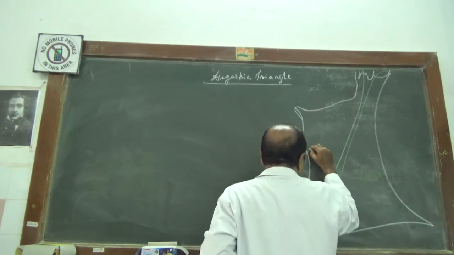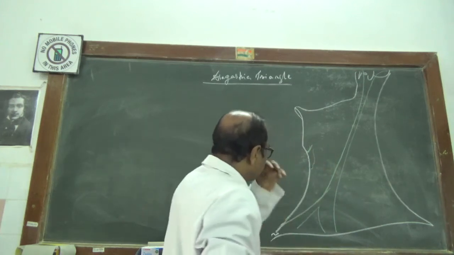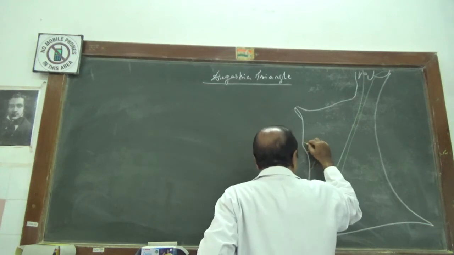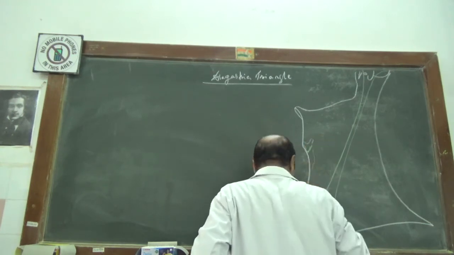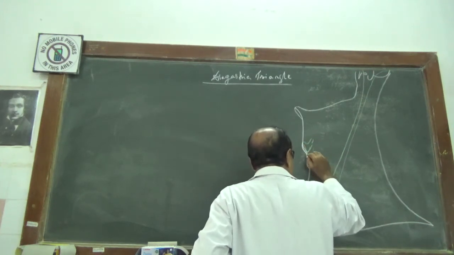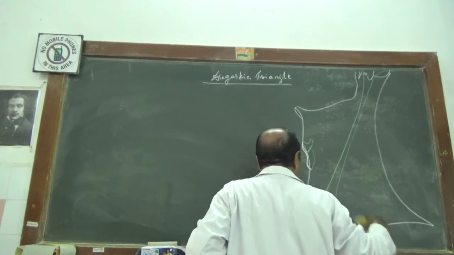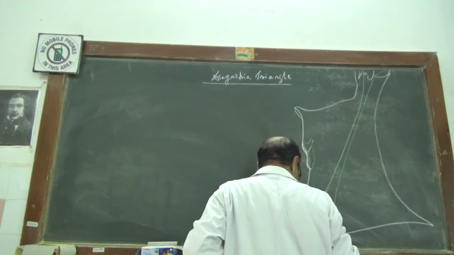This is the hyoid bone. This is the thyroid cartilage. This is the hyoid. This becomes entirely the thyroid cartilage. Okay, this is the thyroid cartilage.